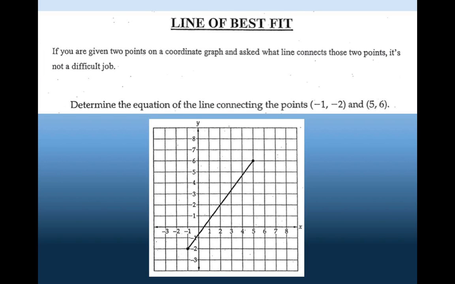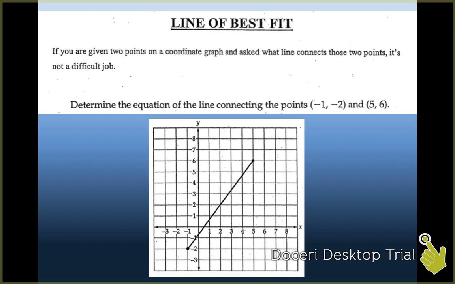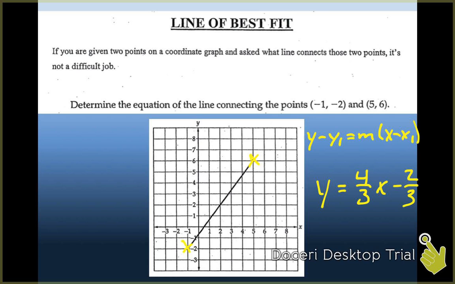So, if you're given 2 points on a coordinate graph and asked what line connects those 2 points, it's not tough to do. So if we wanted to determine the equation of the line connecting the points (-1, -2) and (5, 6), you would plug it into the equation y minus y1 equals m(x minus x1), and you would get down to an equation of y equals 4/3 x minus 2/3.